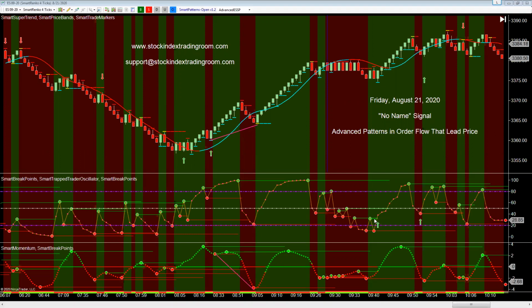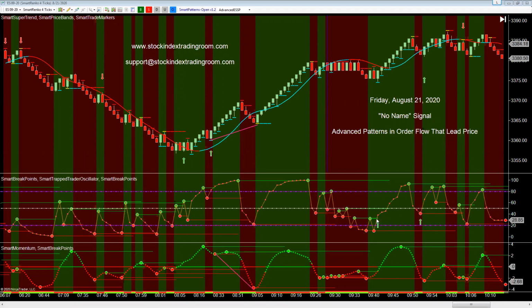We call this a smart trap trader oscillator lead out, L-E-A-D-O-U-T, lead out. So this tells us that order flow is up. And of course it was right. So what we look for with this signal is a high probability continuation trade.